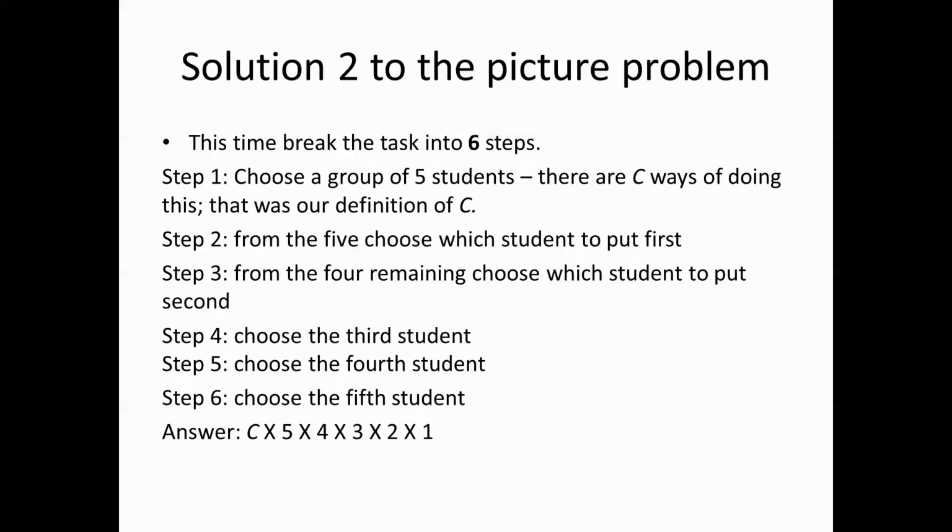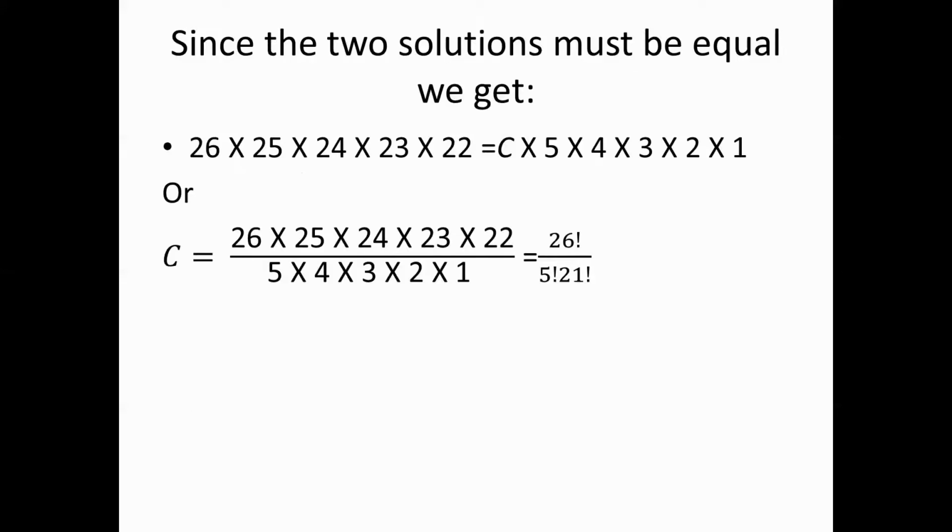Now, once you have your 5 students, from the 5, choose which student to put first. And from the 4 remaining, choose which student to put second, etc. So how many ways can you get your 5 students lined up? Well, C, choose the 5 students, times 5 times 4 times 3 times 2 times 1. Since the 2 solutions must be equal, we get that 26 times 25 times 24 times 23 times 22 is equal to C times 5 times 4 times 3 times 2 times 1, or C equals 26 times 25 down to 22 divided by 5 times 4 times 3 times 2 times 1, and that's equal to 26 factorial over 5 factorial times 21 factorial.